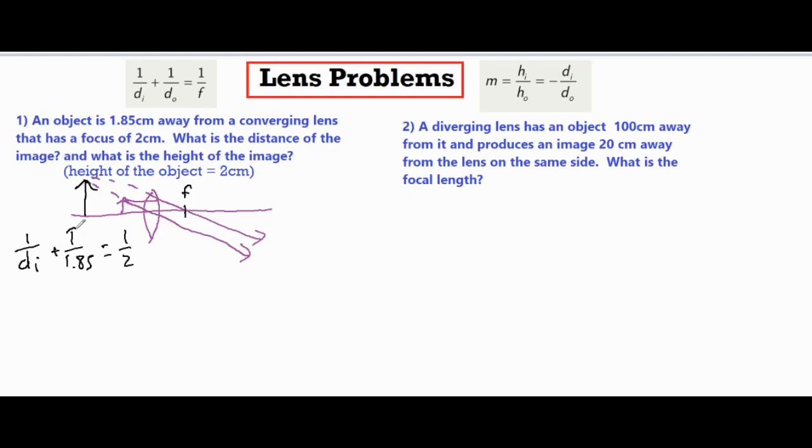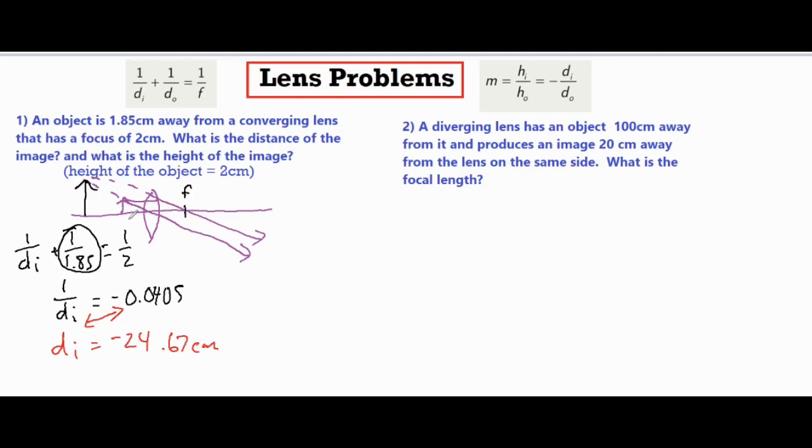So I can go ahead and subtract this number, 1 over 1.85, from both sides. And then I would get 1 over di equals negative 0.0405. And then I'm going to finish off by cross multiplying those two. And then my distance of the image is 1 divided by negative 0.0405, which comes out to be negative 24.67. Now I got a number for the distance of my image that is larger in magnitude than my distance of the object and is also negative. That does hold up with what my picture looks like here.